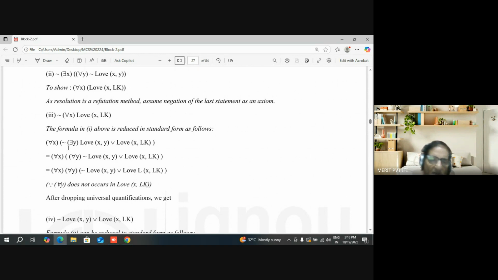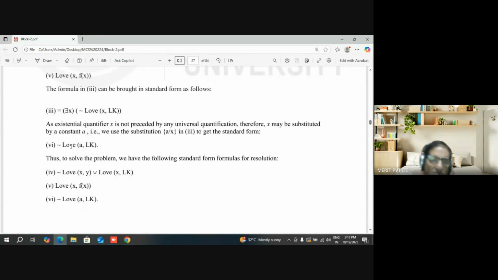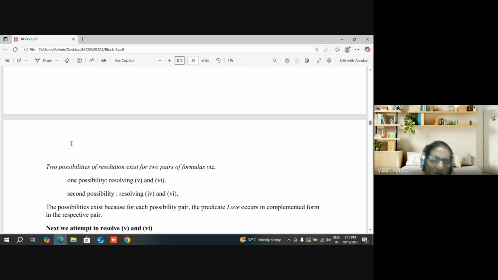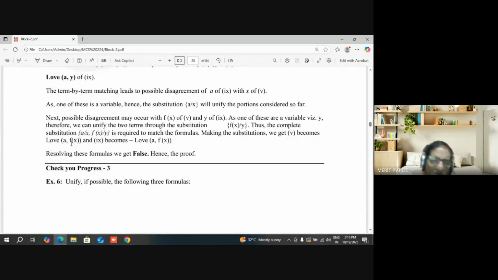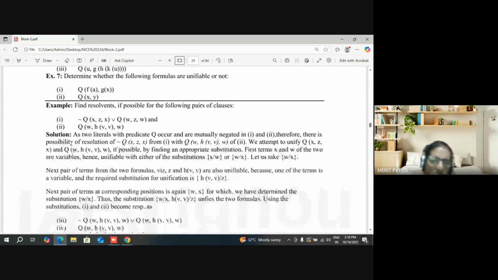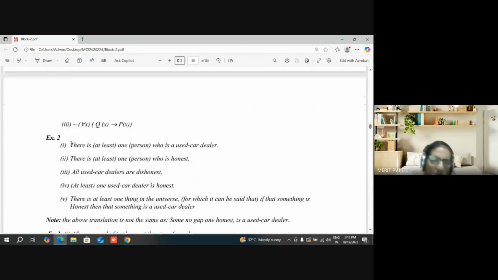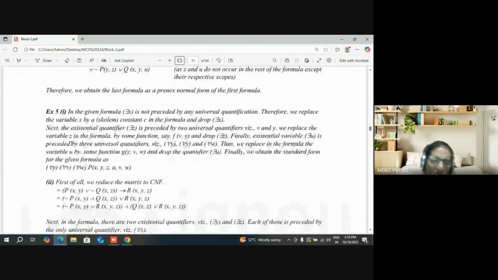Love x, y, love x, all these are correlated. Not love x, y, love x, f x, not love x. So all these are simple processes which have been explained. These are some examples which you have to solve.